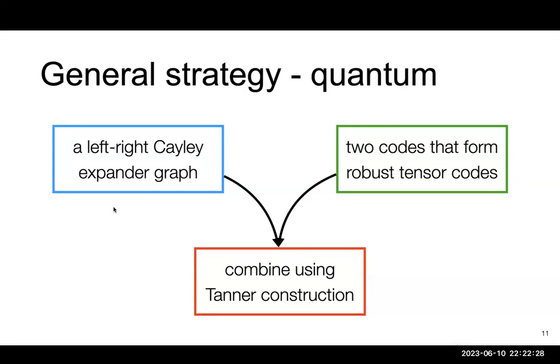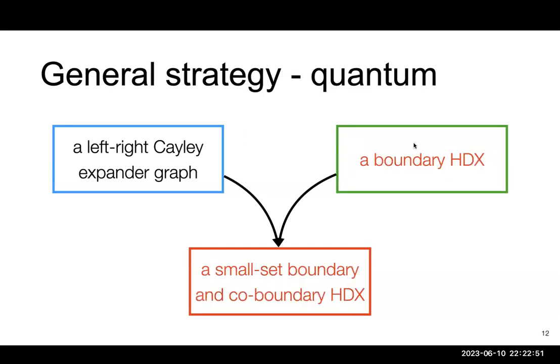So in fact, we have to take a two-dimensional graph with two codes, and the distance condition now becomes this robustness condition. By taking these two ingredients, we can combine again using Tanner code, and that's basically the construction. And alternatively, this robustness condition can be rephrased as this boundary high dimensional expander condition.